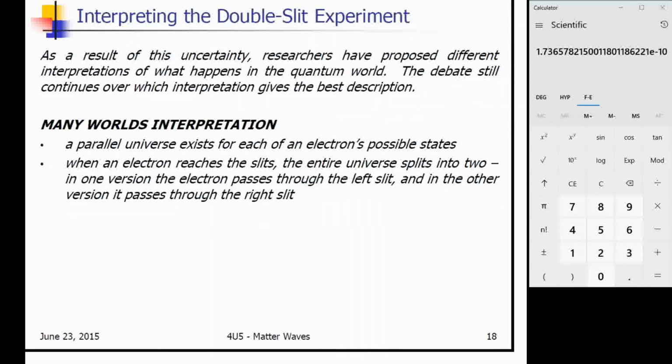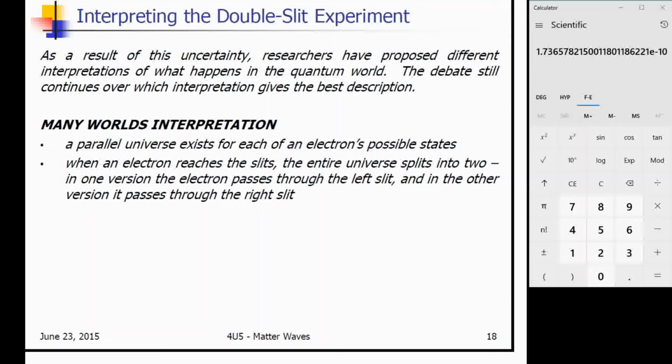Another one we have is the many worlds interpretation. This one's kind of science fiction in a way, but it basically says that there's a parallel universe that exists for each of the electron's possible states. So the electron goes through both slits, it goes through no slits, it goes through one slit, or it goes through the other slit, it behaves as a particle, it behaves as a wave. All of these things happen, and every time an electron behaves this way, it creates a new universe. We only see the universe where it does the one thing it did in our universe, but there are other universes that exist where it does other things. So this is our many worlds interpretation.